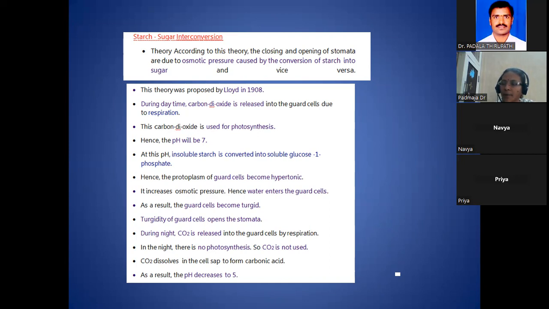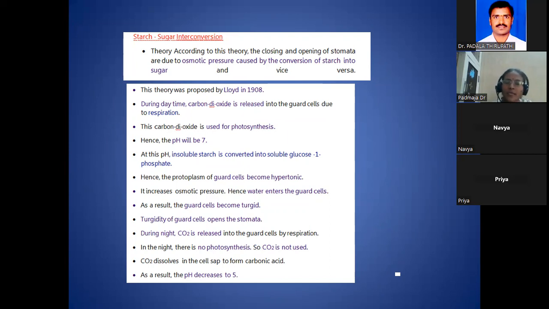When the cell is hypertonic, the high osmotic pressure leads to an increase in turgor pressure. As a result, the turgidity of the guard cells increases. So water enters from the subsidiary cells into the guard cells, and these guard cells open. Like this, the stomata will be open. According to this theory, the closing and opening of stomata is due to osmotic pressure caused by the conversion of starch into sugar and vice versa. This theory was proposed by Layard in 1908.